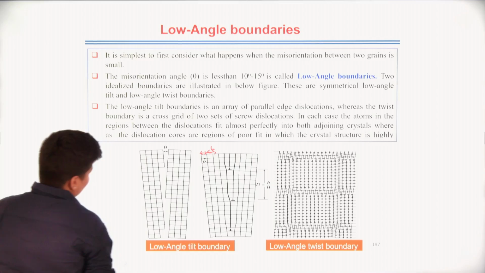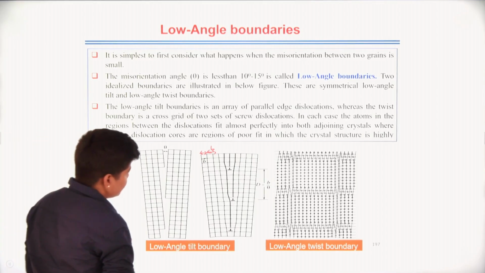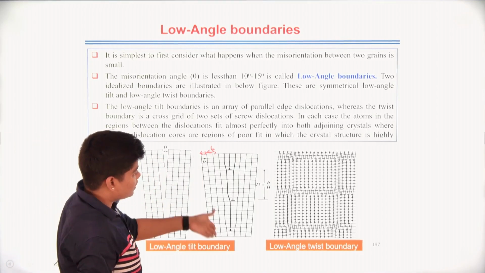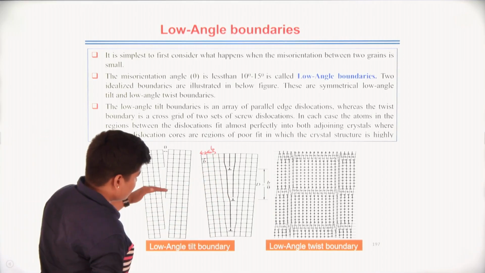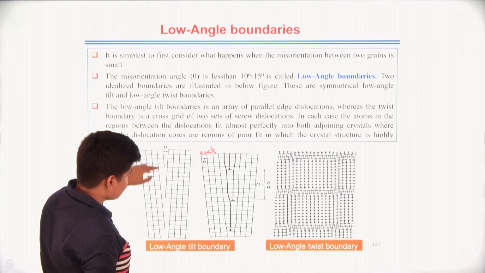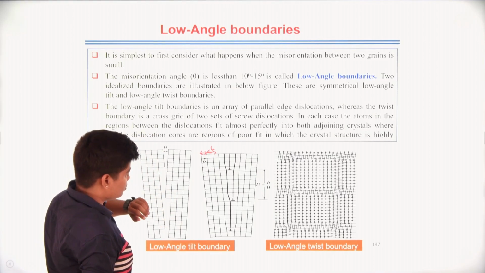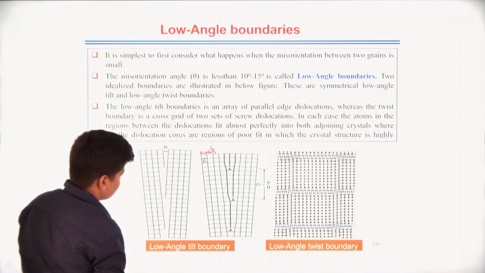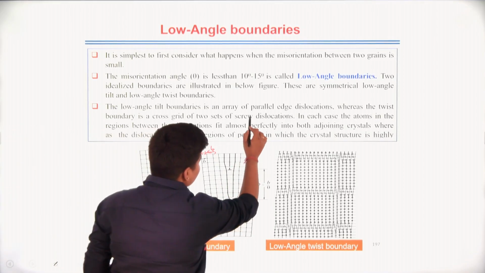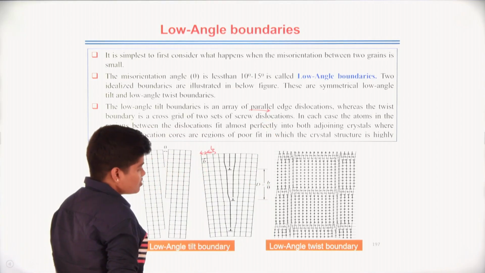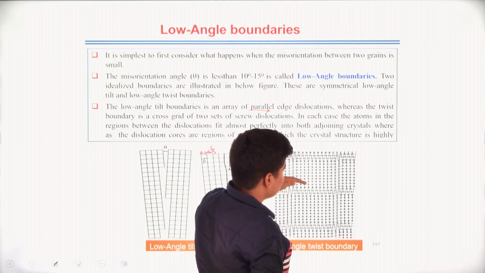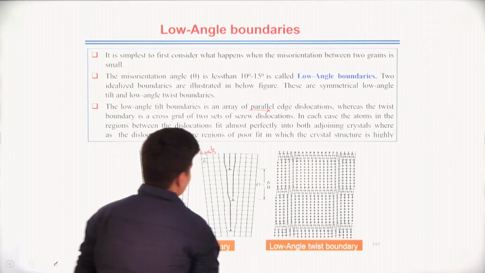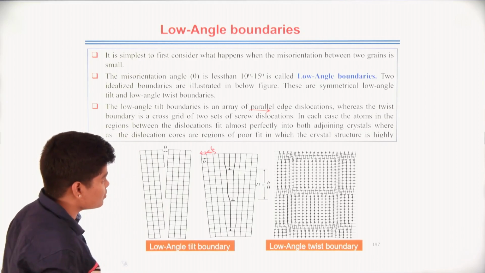So we can see that the low angle tilt boundary is an array of parallel edge dislocations. We can see the boundary here, and it is like an array of parallel edge dislocations. But in the case of a twist boundary, we can see it is like screw dislocations. This is known as a cross grid of screw dislocations.